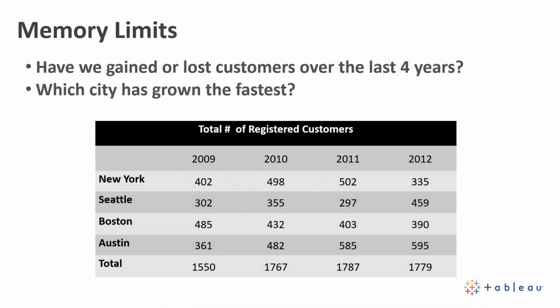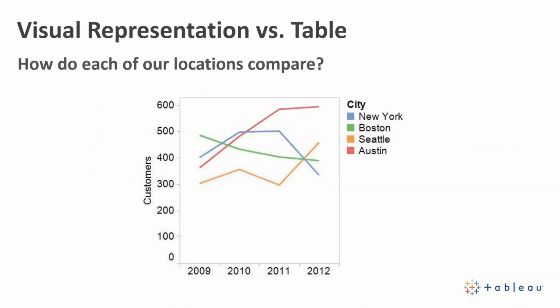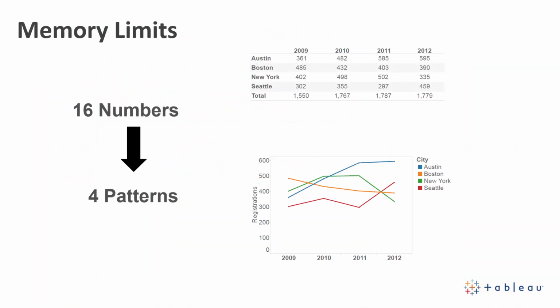Let's turn now to another facet of how our brains can help or hinder our understanding of data. It is memory limits. So here let's start out looking at this table. And if I ask you whether we gained or lost customers over the 4 years, we can easily answer that because we have a total line. But if I ask you how each of our locations compare, well, that's a little bit trickier, isn't it? But if the same data is shown visually with line graphs, we can easily make the comparison.